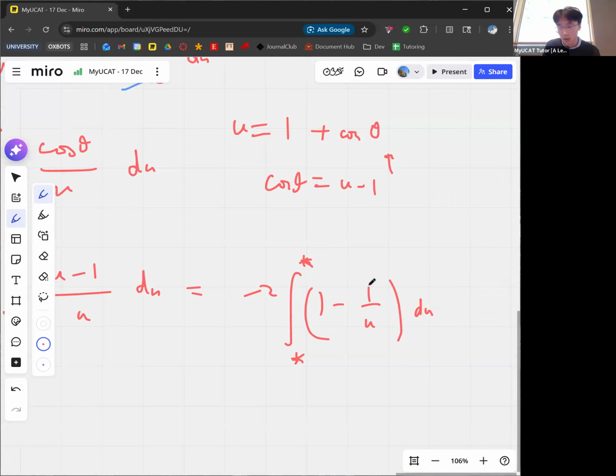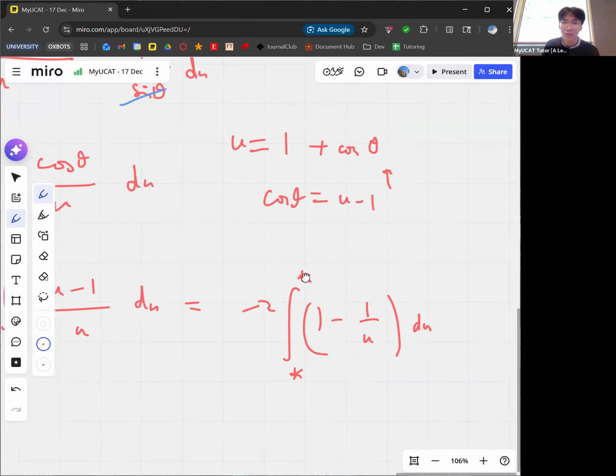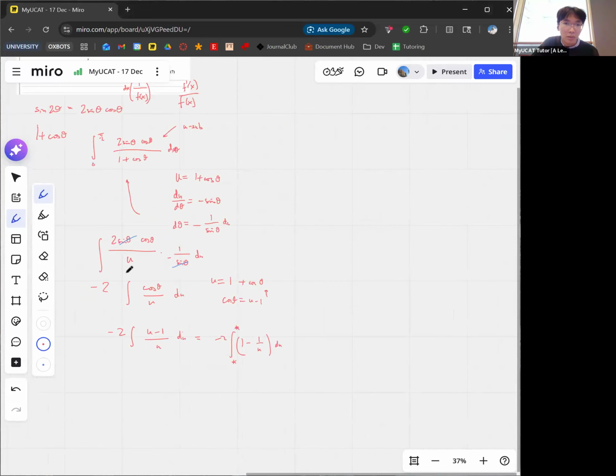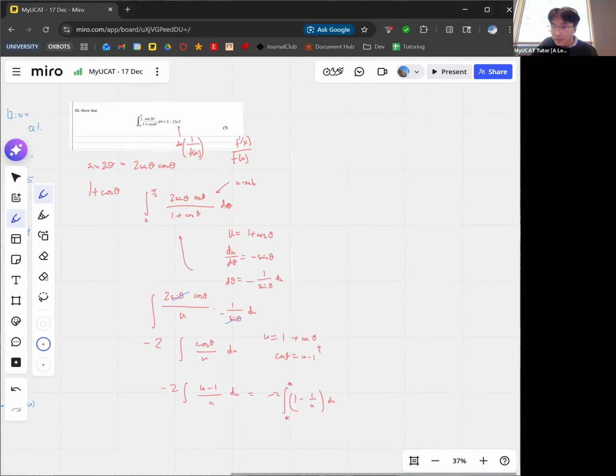And this validates what we thought previously, which is that you're probably integrating 1 over x because you're getting a natural log. And so that's why you would use a substitution for 1 over. Okay, that's trig. That's a difficult trig identity question. So have a look at that.